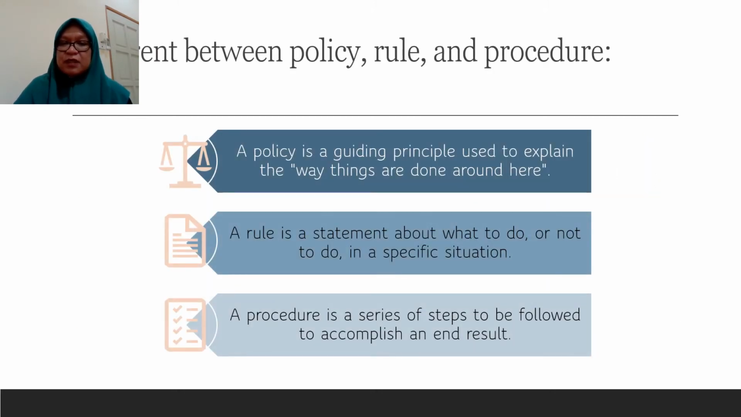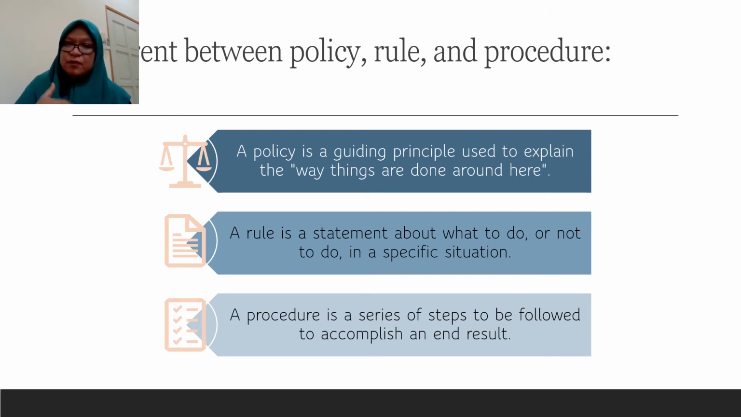Okay, the difference between policy, rule, and procedures. Sometimes students have difficulties differentiating between these three. What's the difference between policy, rules, and procedure? A policy is a guiding principle used to explain the way things are done around here. This is how we do it whenever we face the situation. So this is what we do.